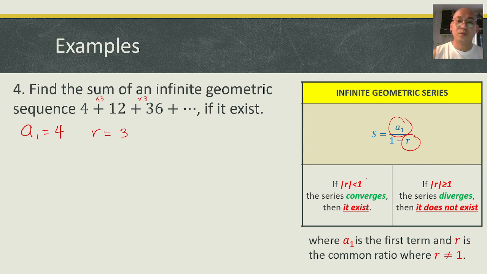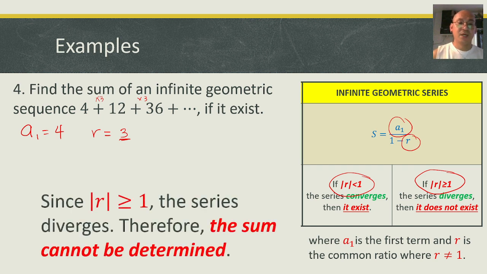So we need to know which formula we are going to apply: if the absolute value of r is less than 1, or if the absolute value of r is greater than or equal to 1. Since the common ratio is greater than 1 because it is 3, the series diverges. Then the sum doesn't exist. So we can conclude that the sum cannot be determined. So there's no solution needed because we cannot determine the given sum.